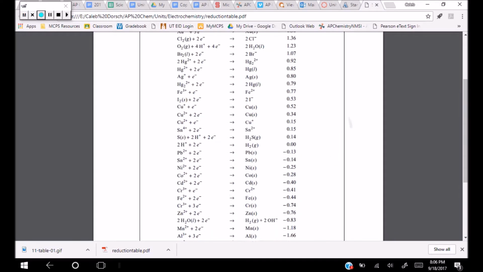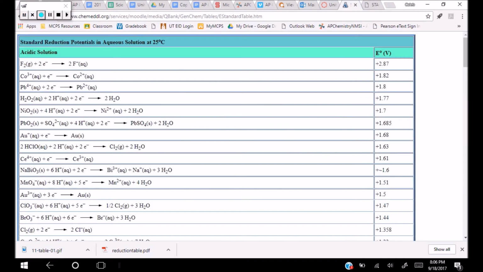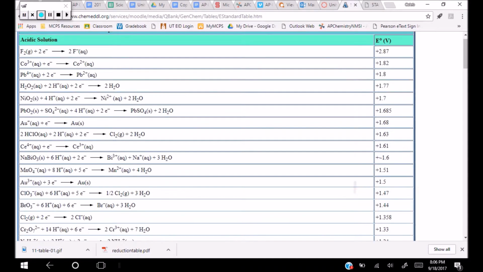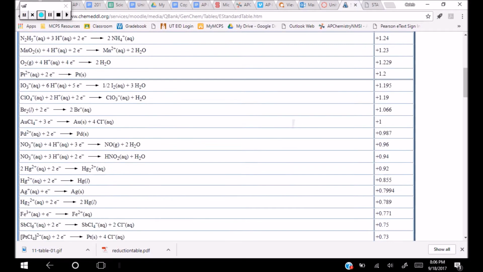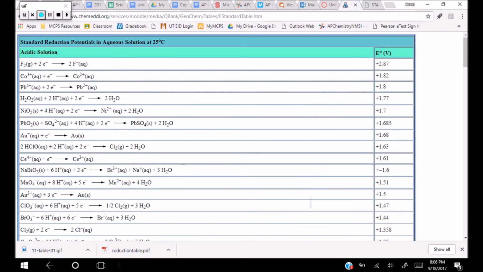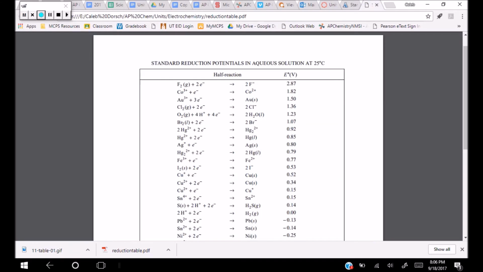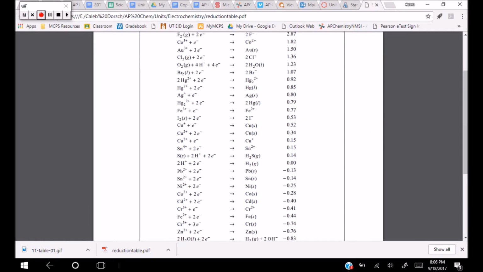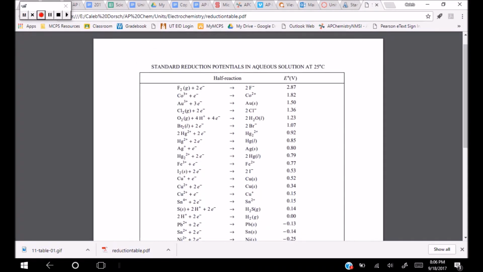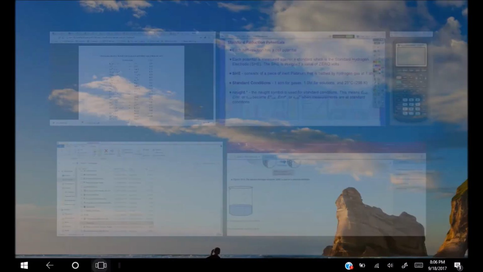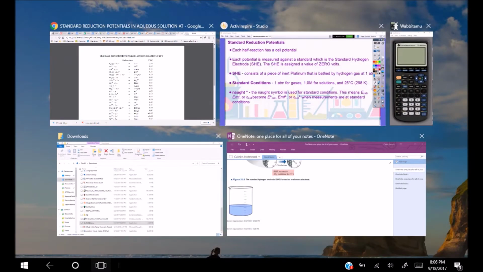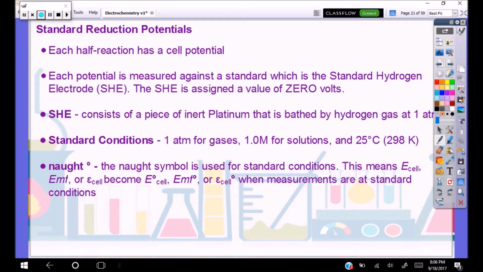I've actually got two tables. There's this one, and there's one that's kind of like this. It's got a lot of the same information. Looks like the one in the Namesy packet, if you checked out the Namesy materials. So you see we have a half reaction, and we have the E naught, which is your cell potential. Okay. So each half reaction has one.